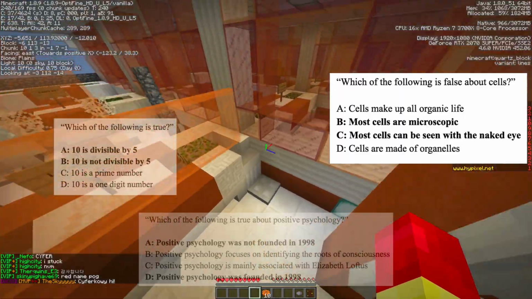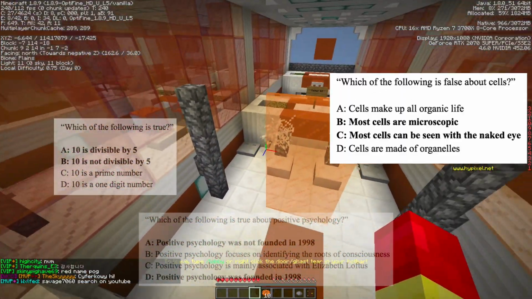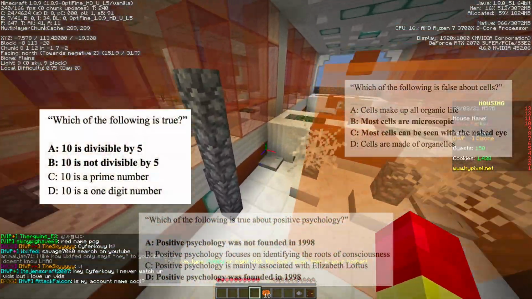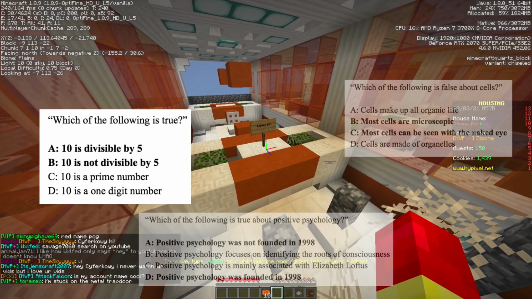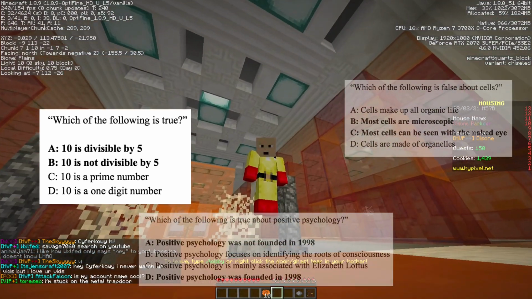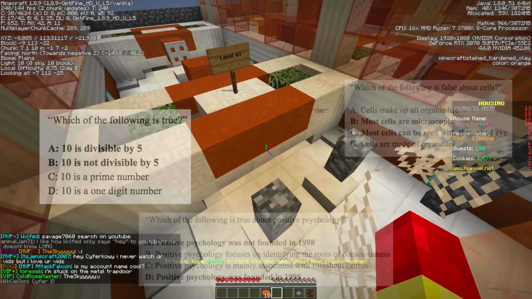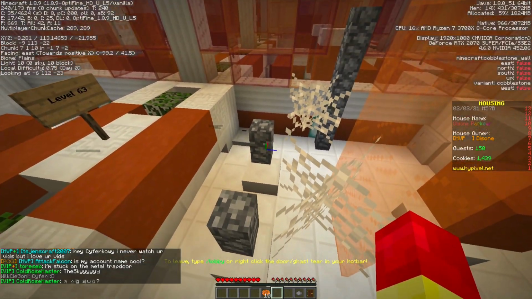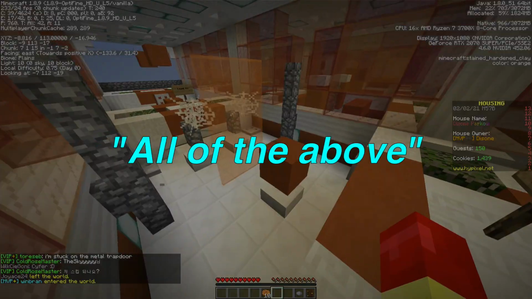naked eye are contradicting, but it's not as easy to tell that they're contradicting as something like 10 is divisible by 5 versus 10 is not divisible by 5. So sometimes you do need a little more knowledge about the content to apply this strategy. Another type of question that you can get a similar advantage on are ones where the option at the bottom is all of the above.